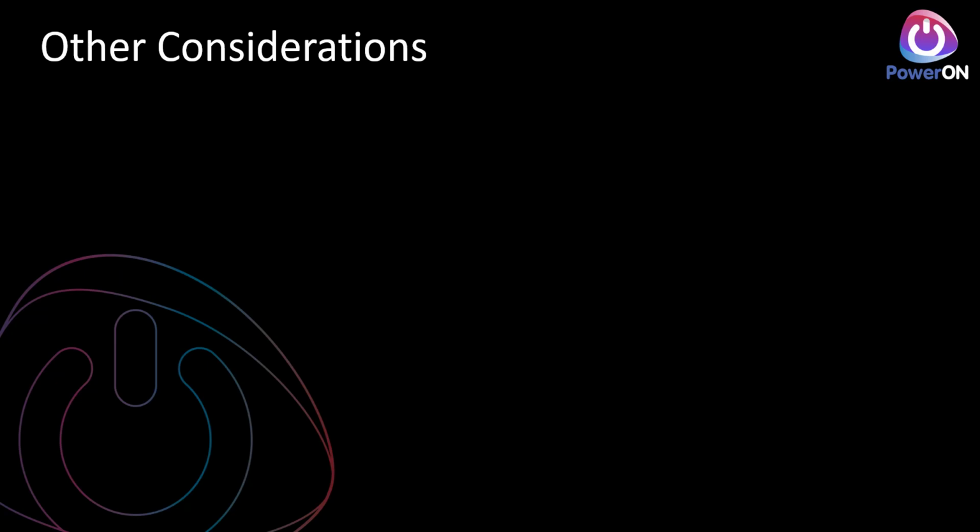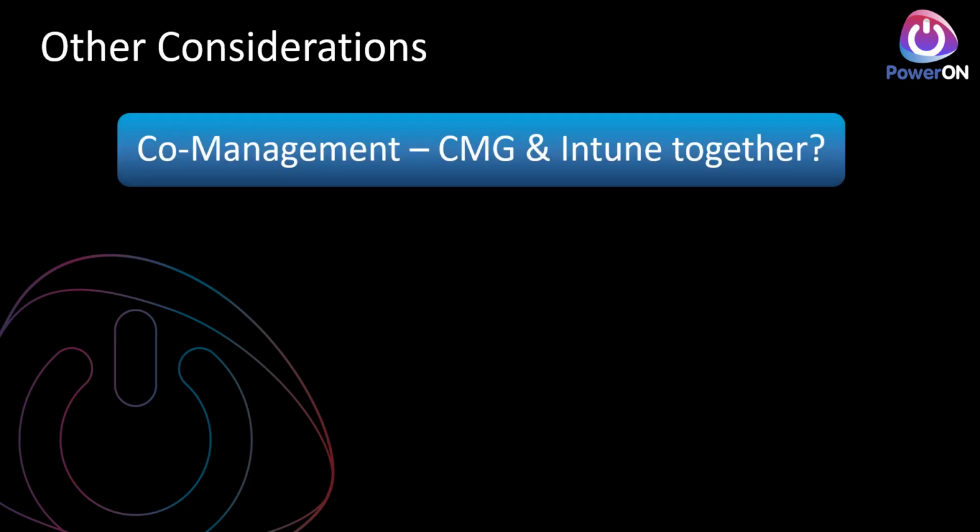So finally, we've got some other considerations that you should make if you want to manage your Windows 10 devices when they're out and about. Why not use both of these options together? You've probably heard that I mentioned something called co-management. What that is, if you've got Configuration Manager on premises and you've got access to Microsoft Intune, which we know is the case now, you can do something called co-management.